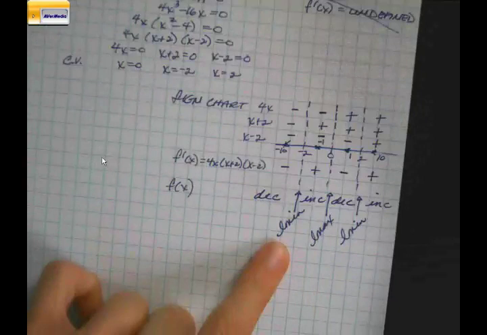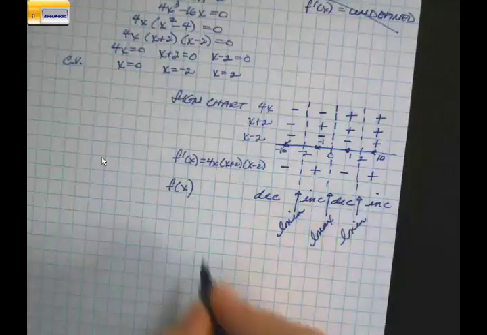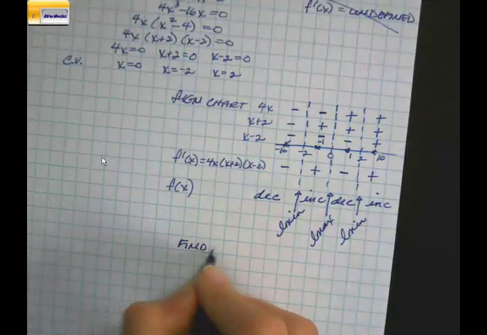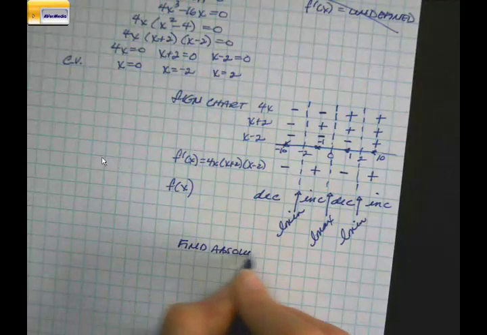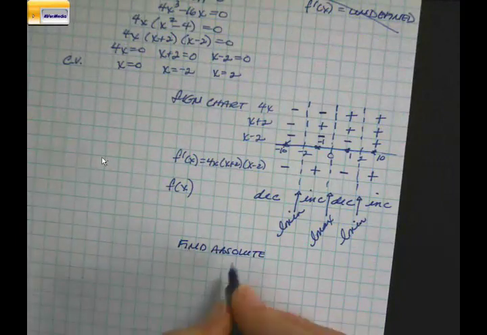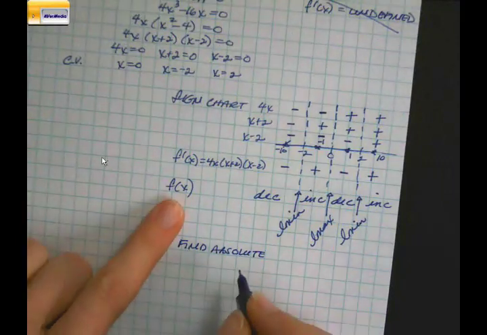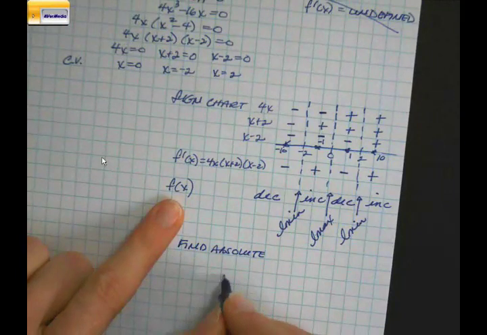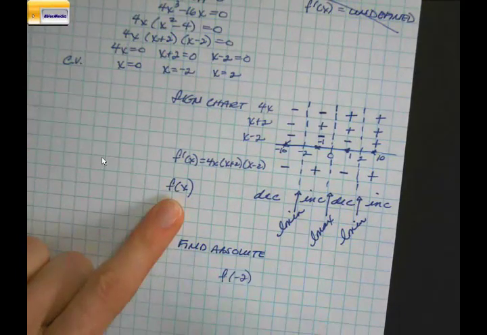So really, we could go in and plug in these values, find the function values for these. So in order to find the absolute extrema, meaning we're looking for an absolute min, because we already know there's not going to be an absolute max on this 4th degree function. So I go to my original function, and I say, well, what is f at negative 2? And what is f at positive 2?